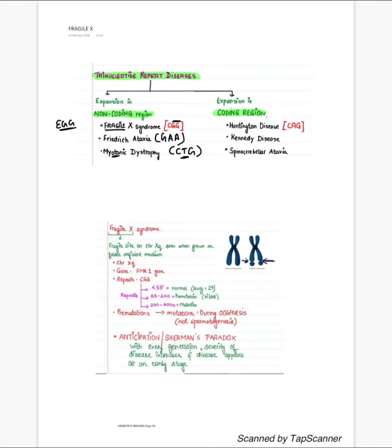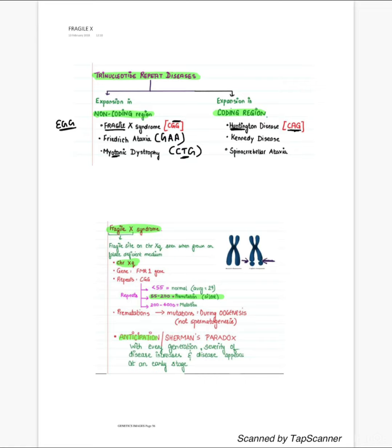Now coming on to the coding sequence. In the coding sequence, you have Huntington disease, Kennedy disease, and spinocerebellar ataxia. Huntington disease is a CAG repeat disorder. Now coming to your fragile X syndrome, guys. This fragile X syndrome is an X-linked recessive disorder. If the repeats are between 55 and 200, that is known as premutation.